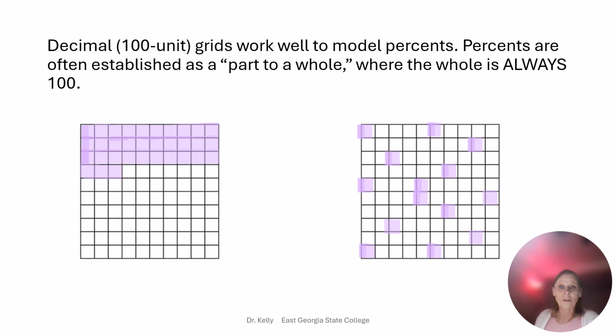A good place to start in understanding what a percentage is, is a decimal grid. I've got two examples here. The first decimal grid here has 33 colored squares. 33 over 100 is equal to 33%. And this one here actually has 14 colored squares over 100, which leads us to 14%.